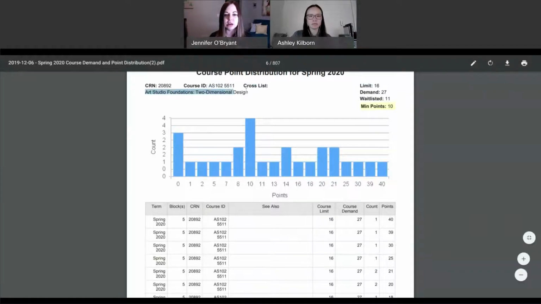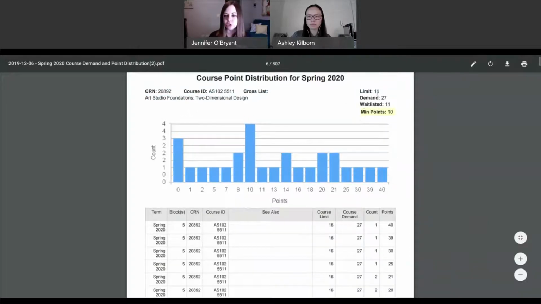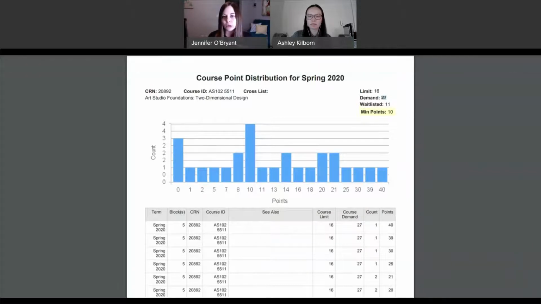You can see that CRN, you can see the course ID at the top. And so over in that right-hand corner, it is showing us that there was a limit in this class of only 16 students, but the demand was actually that 27 students applied. So that in itself can indicate that this might be a little bit of a higher bid class. There were 11 students waitlisted, and the minimum points needed to get into this class was 10.